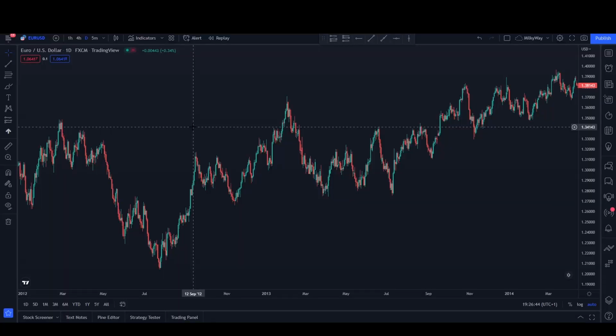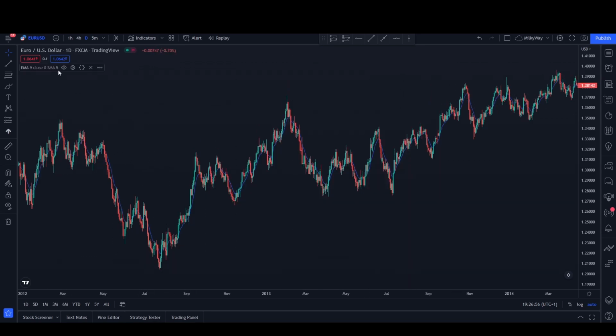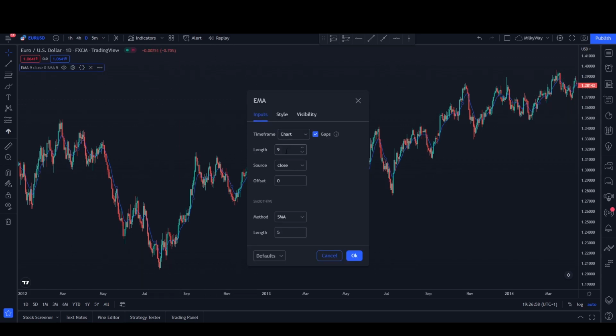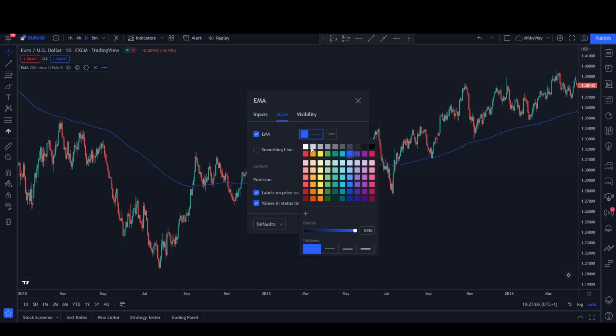All right, so here we are on the charts on euro dollar on the daily time frame. So I'll go ahead and add the 200 EMA. I've got it saved here, moving average exponential. I will change the length to 200, change the method to EMA, and change the color to light gray, add a bit of thickness.